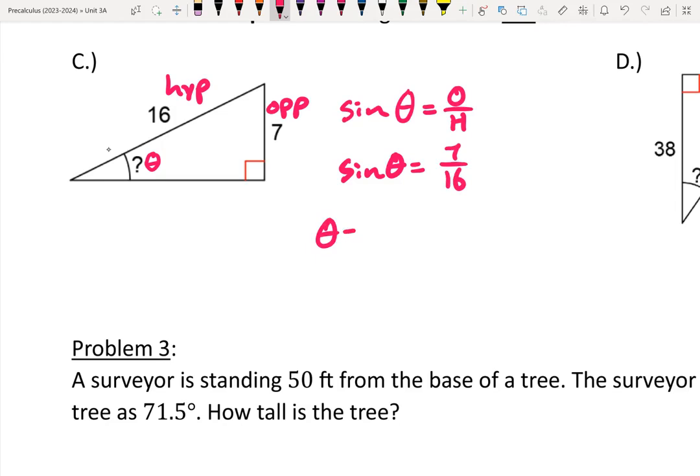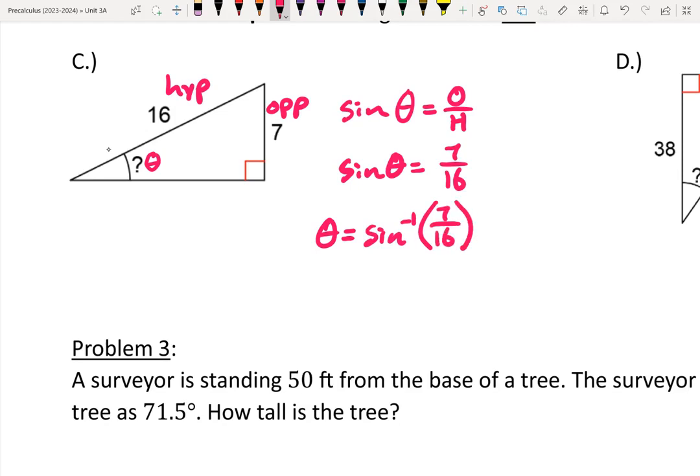So how do I get theta by itself? What do I write? Theta, my angle. What's the opposite of sine? The inverse sine, right? Or sine inverse or arc sine. So if I'm wanting to undo sine, I use the inverse, sine inverse of 7 over 16.